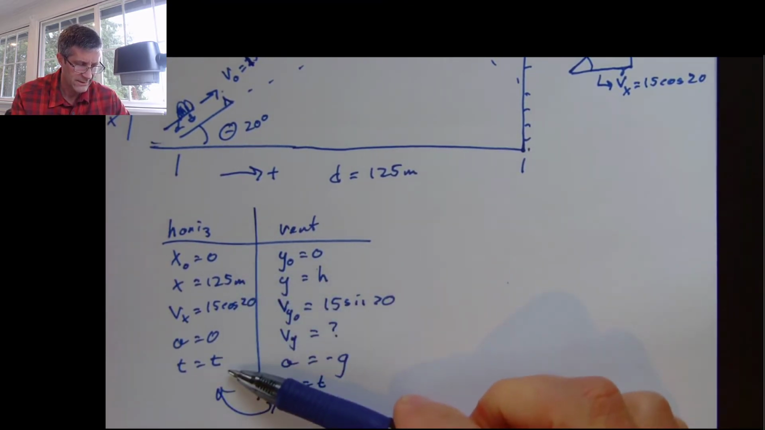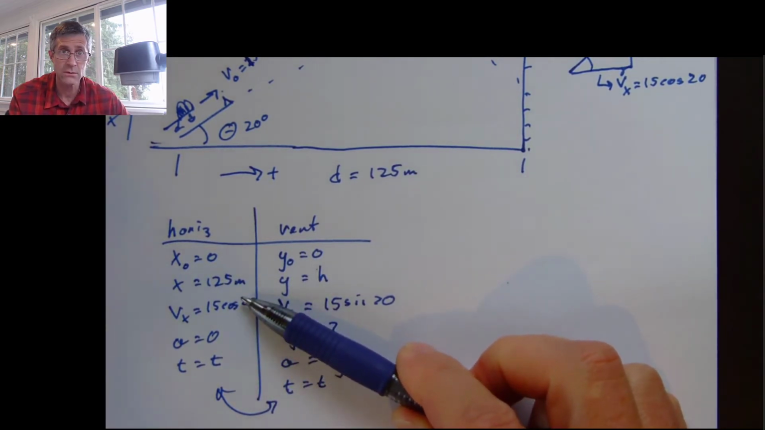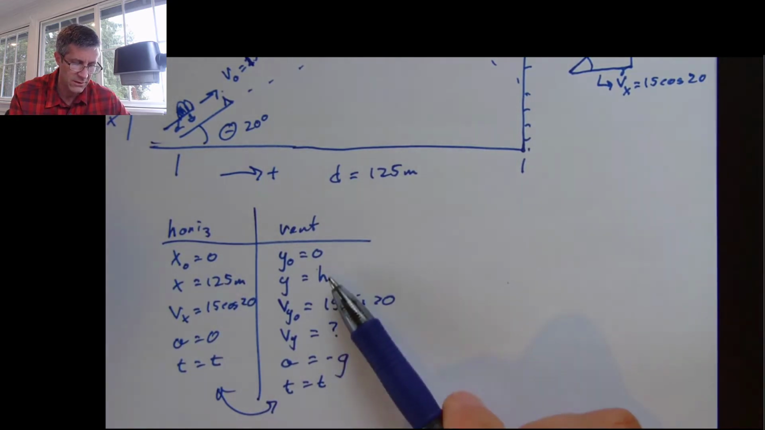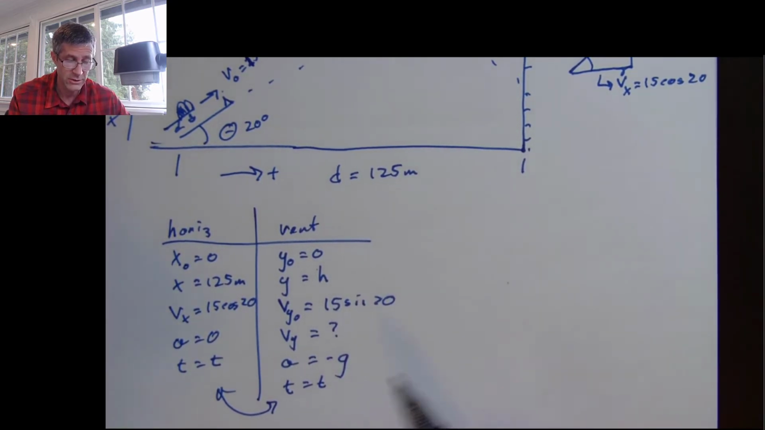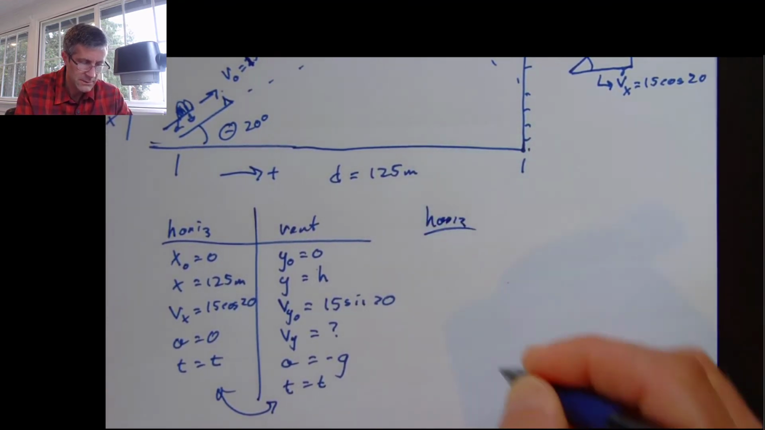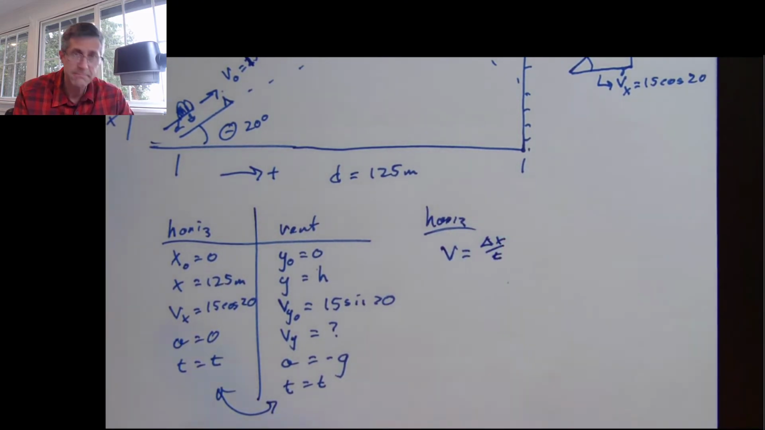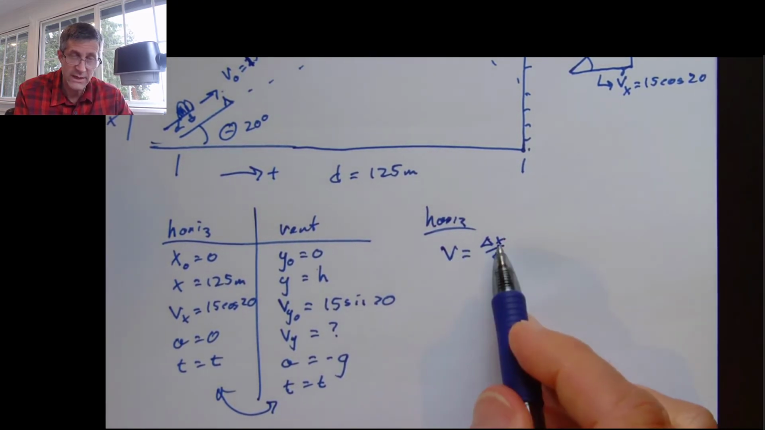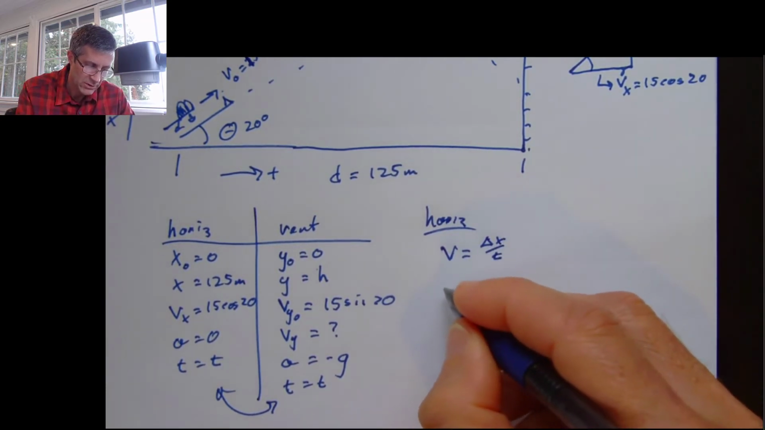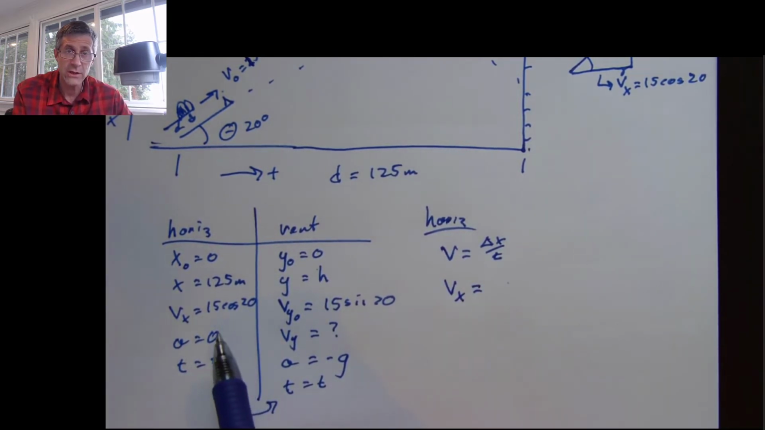Well, I'm looking at this. I think I can get to time using my horizontal information and then use that time to figure out the height in my vertical dimension. So step one, in my horizontal, I'm going to say velocity is going to be displacement over time. So I know the horizontal velocity and I know the displacement. I'm going to call this Vx. Again, I can calculate that, but I'm not going to do that yet.